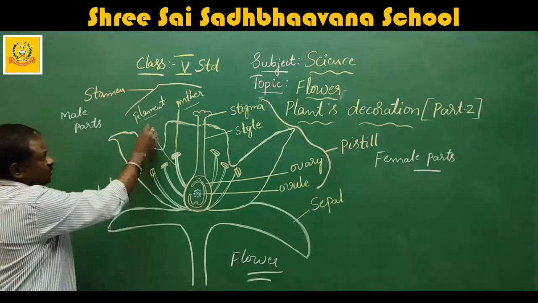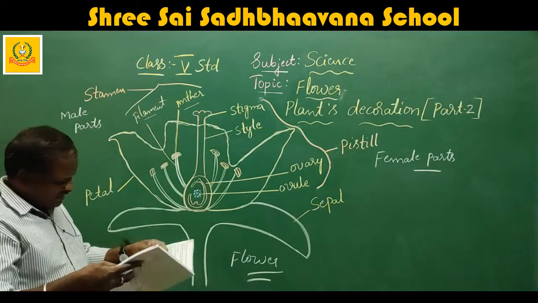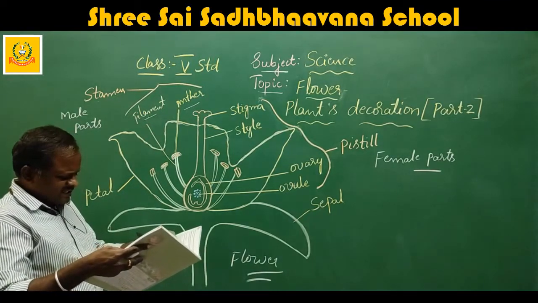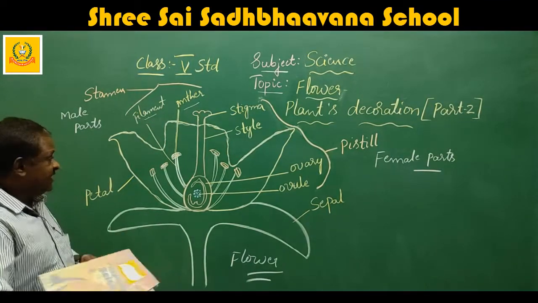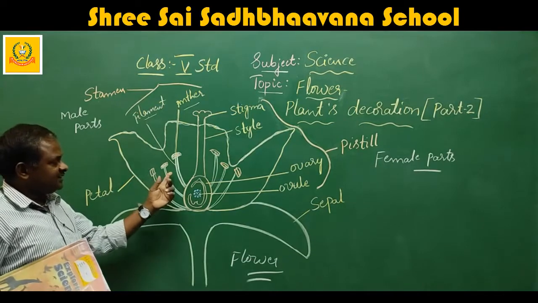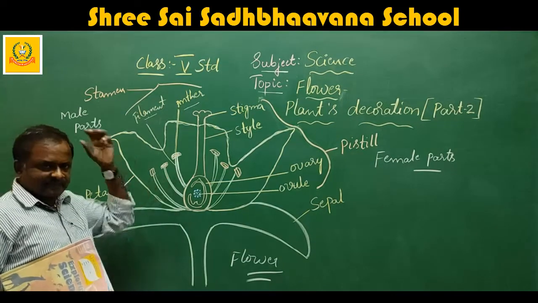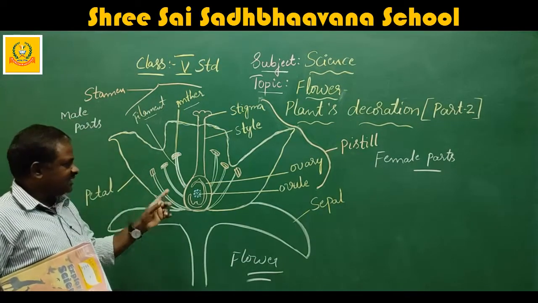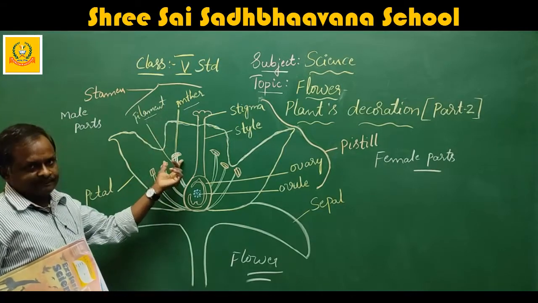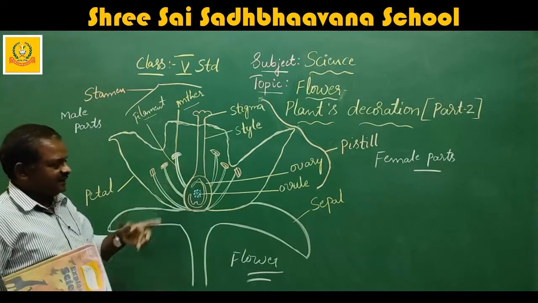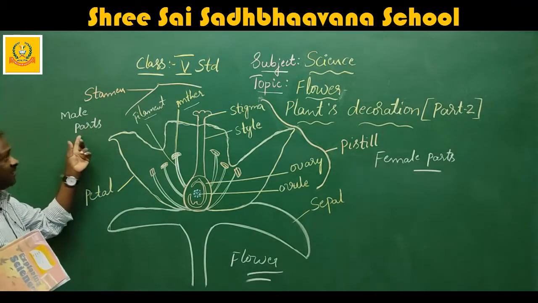Next, the filament. This is a fine hair-like structure that holds the anther. I hope you understand what the male parts are.